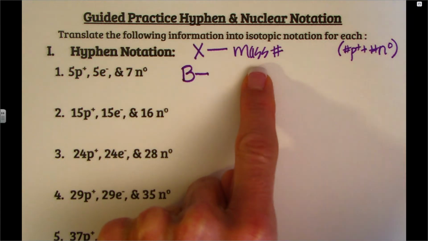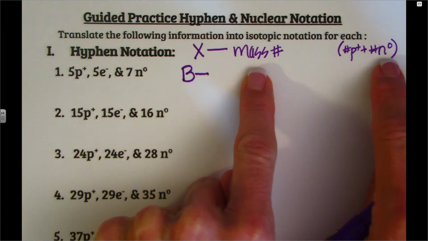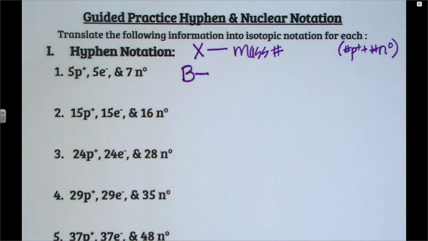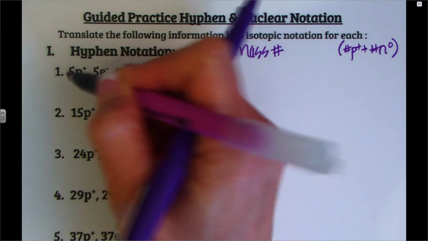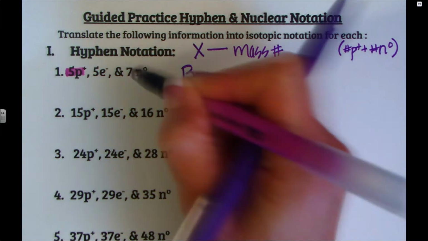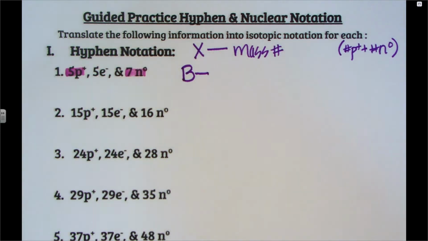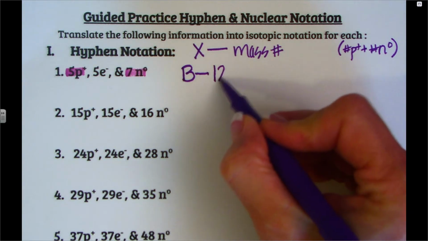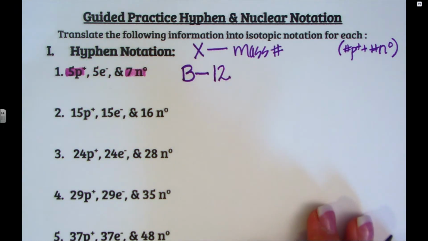So the mass number is the sum of the protons and the neutrons, and you always want to use the numbers that I give you. Don't go back to the periodic table and take the average mass around it. You got to use the numbers that I give you. Again, this is isotopic notation. So you're going to add your protons to your neutrons. So you're going to add 5 plus 7. And so when you say 5 plus 7, that'll give you 12 for the mass number. So the first example should be B hyphen 12.